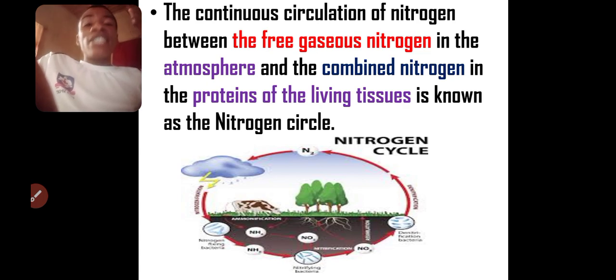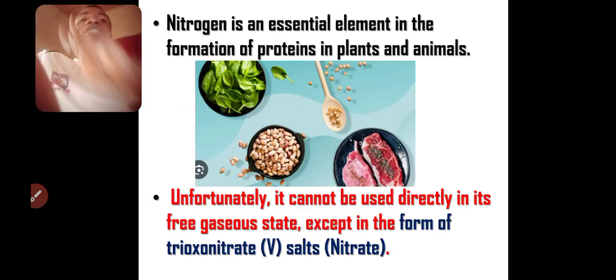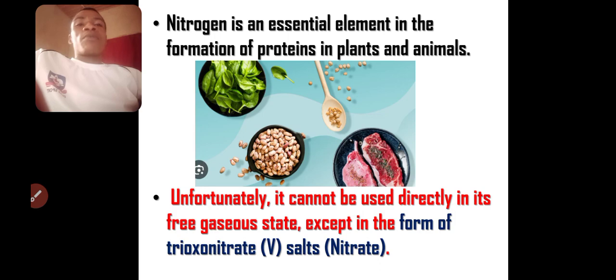Actually, the nitrogen in the atmosphere is a free nitrogen. It's a gaseous nitrogen, uncombined state. But the one in the earth crust is in combined state. It's not free. You find it in protein, you find it in nitrate salts, you find it in compounds. But the one that is in the atmosphere occur in free state. So to study this movement, we call it the nitrogen cycle.